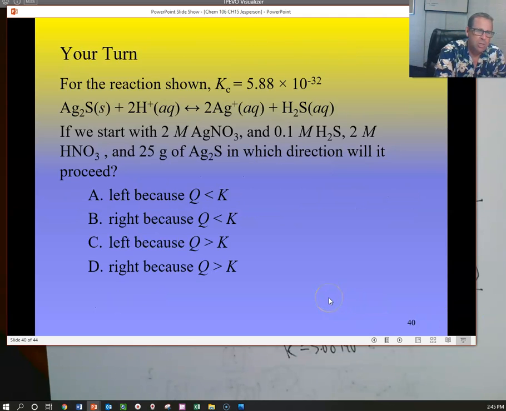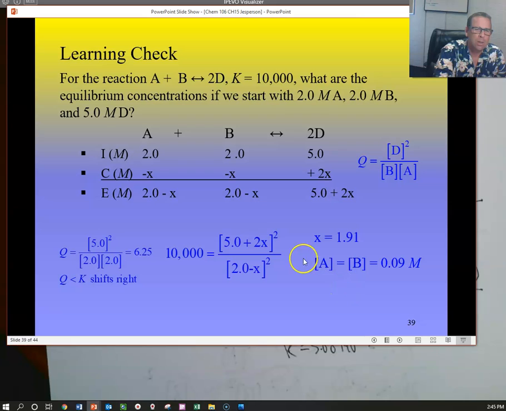When I talk about a given shift, if we go back to this problem, the x value ended up being 1.91. So it was really large compared to the 2 here. But that was because the K value was so very large.